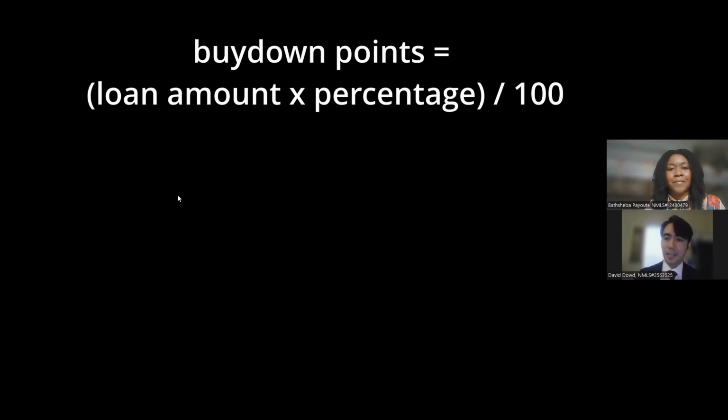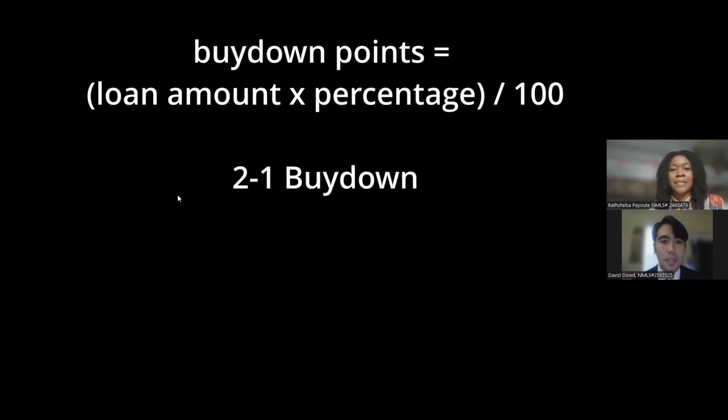I am going to show the formula. So let me get a text. Let me just place that formula here. Okay, let's explain exactly how this works. Say 2-1 buy down. Let's say that's the title of that loan product. And so that's the loan offer that you're given.